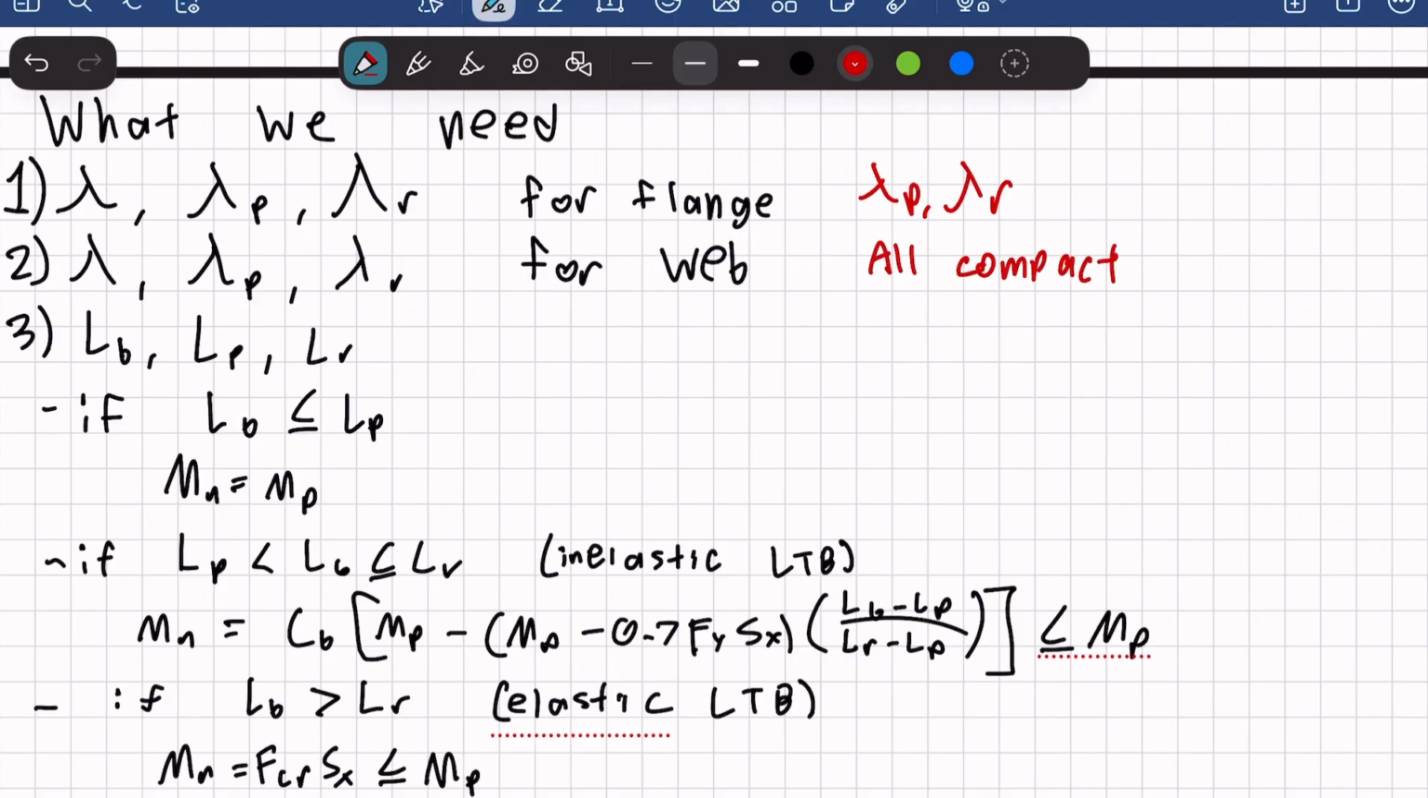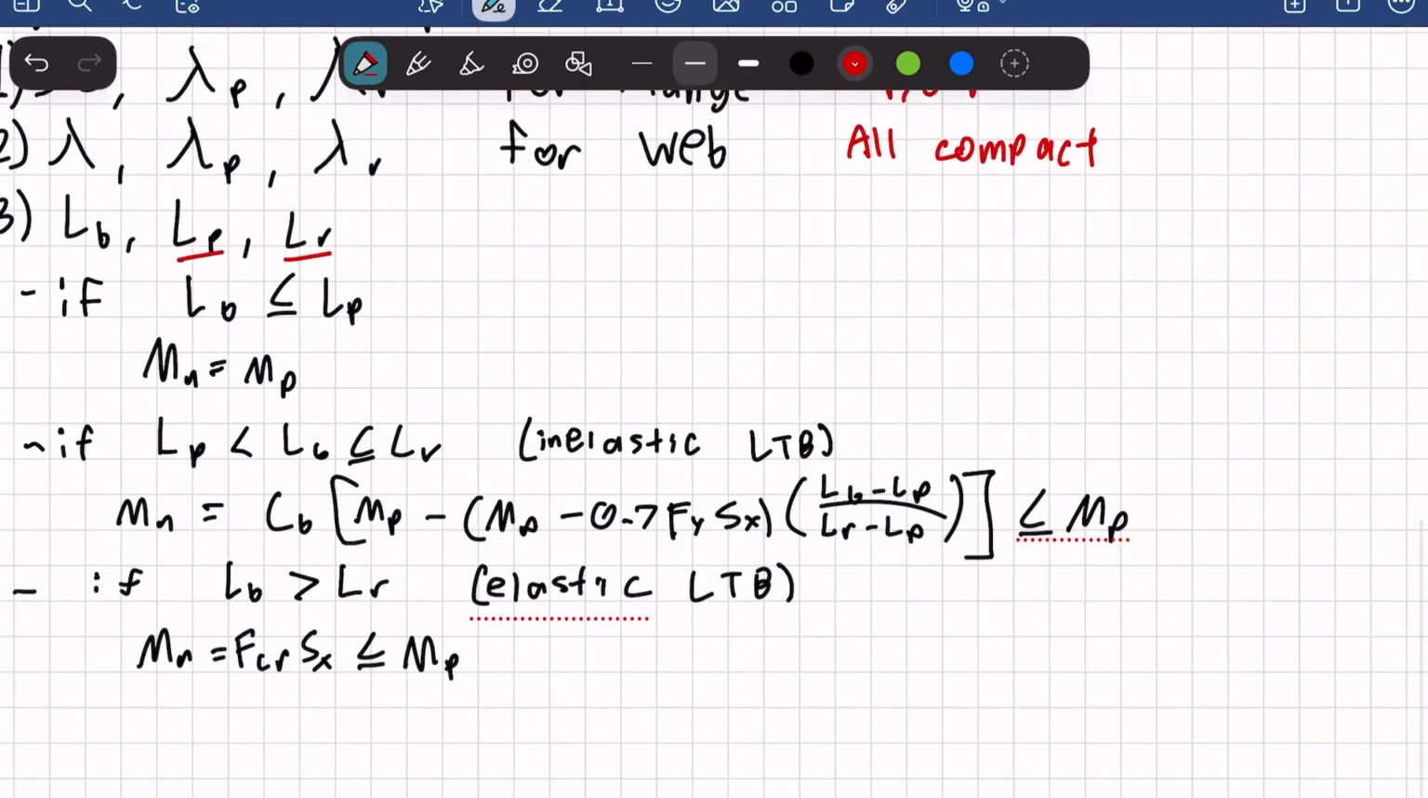Next, we need to analyze the Lb, the Lp, and the Lr values of the beam. Lb comes from the lengths that we're given and the parameters that we have. Lp and Lr can be determined from a couple of equations that we'll get into. But essentially, if Lb is less than or equal to Lp, we do not really deal with lateral torsional buckling, and the nominal moment strength can be considered equal to the plastic moment strength.